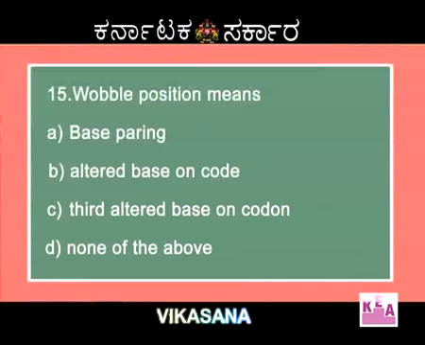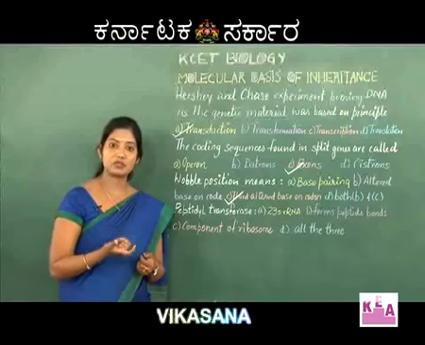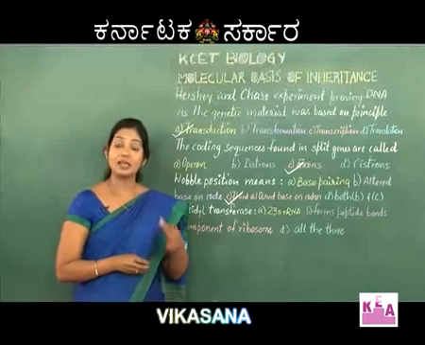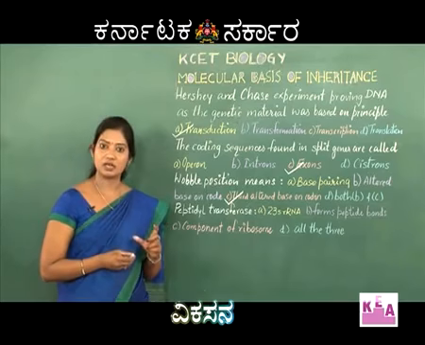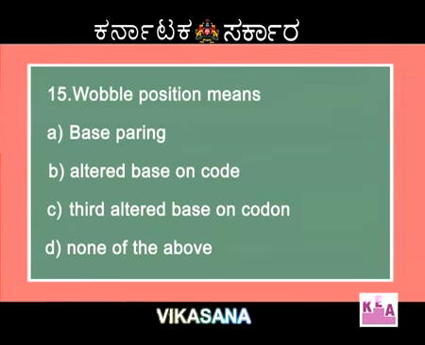Wobble position means, when the complementary base pairing takes place between the anticodons of transfer RNA and the codons of messenger RNA, the last base can wobble, that is if it is not complementary to each other, it will also allow the base pairing. So according to this, the right answer is third altered base on codon. That is, if the third base is also not complementary, still base pairing will take place. So the right answer here is option C.